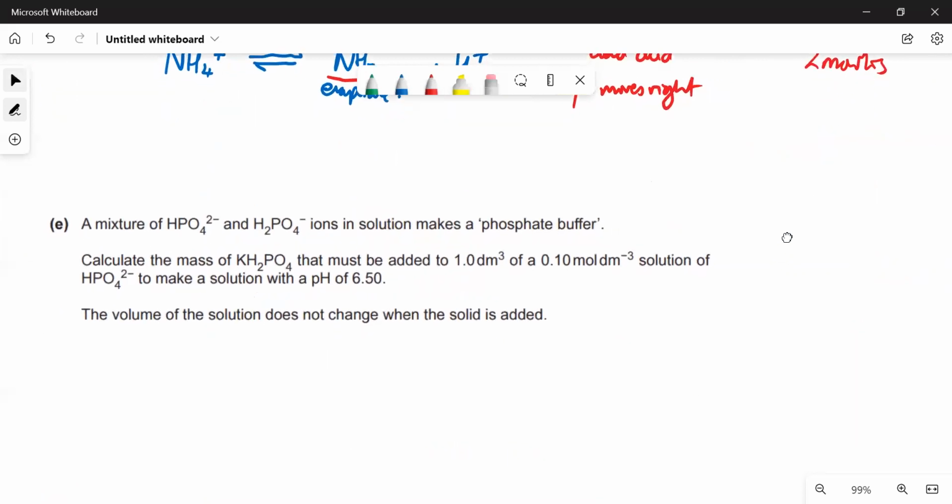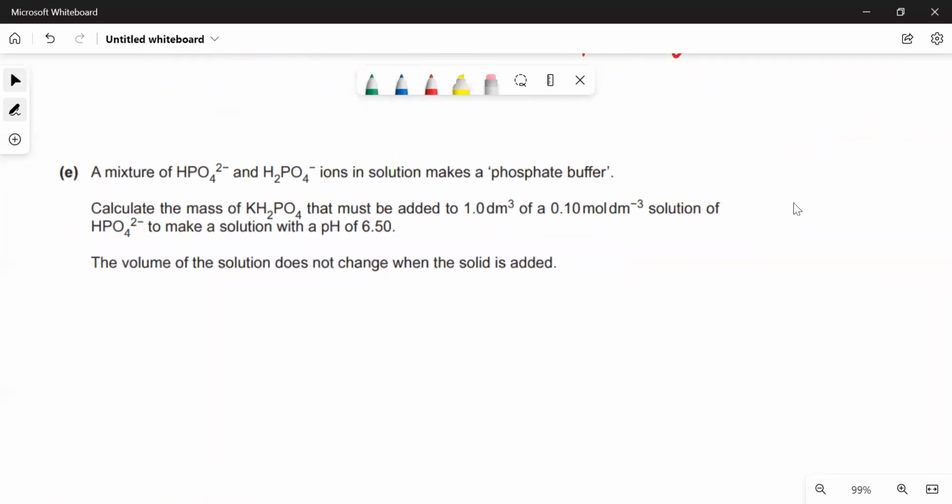Okay, a mixture of HPO4 2-. Now that is going to be like A minus, I'm going to call that. Okay, that's the conjugate base. And this, which is its conjugate weak acid, in solution makes a buffer. Okay, of course, a buffer is always a mixture of a weak acid and its conjugate base. So that's what we've got here.